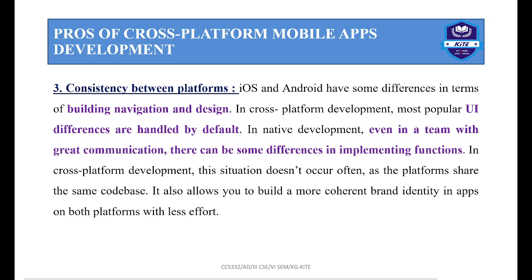The next is consistency between the platforms. iOS and Android have some differences in terms of branding, navigation and design. In cross-platform development, the most popular UI differences are handled by default. In native development, even in a team with great communication, there are some differences in implementing these functions. But in cross-platform development, this situation doesn't occur as the platforms share the same code base. Since the code is shared, there are no differences in implementing these functionalities. So it allows you to build a more coherent brand identity in apps on both platforms with less effort.